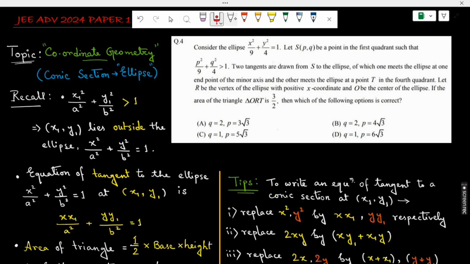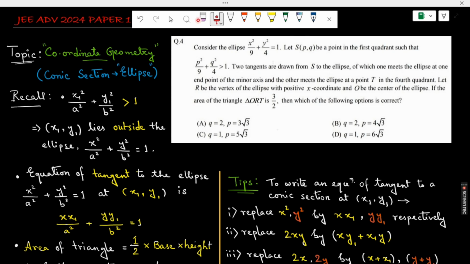So to solve this question, first recall something. If x1 square by a square plus y1 square by b square is greater than 1, like here p square by 9 plus q square by 4 is greater than 1, that implies that x1 comma y1, that is here the S point p comma q, lies outside the ellipse. To draw the picture we need to know that. Then we need to draw two tangents.